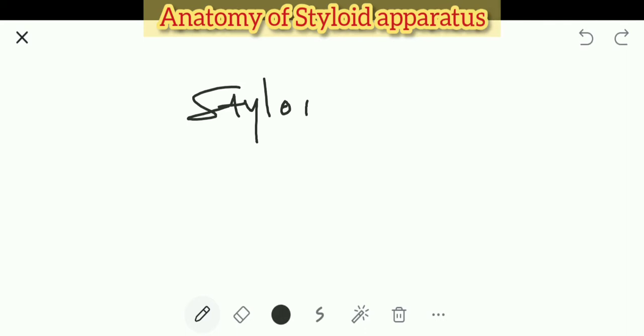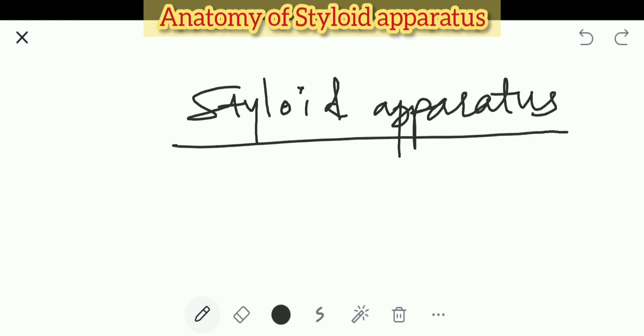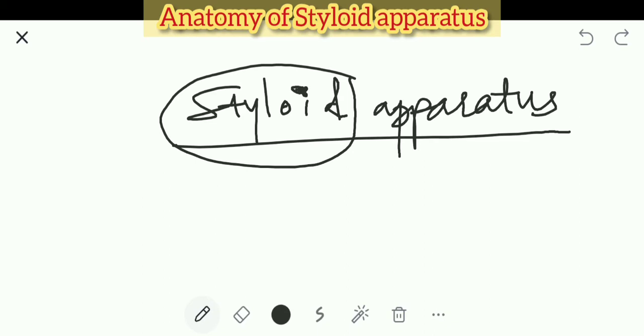Today's topic of discussion is the styloid apparatus. Styloid is the styloid process. It is located just medially to the opening of your ear. Are you understanding? It is located just medially to the opening of your ear.